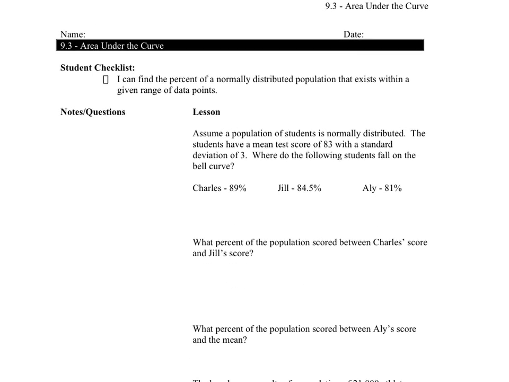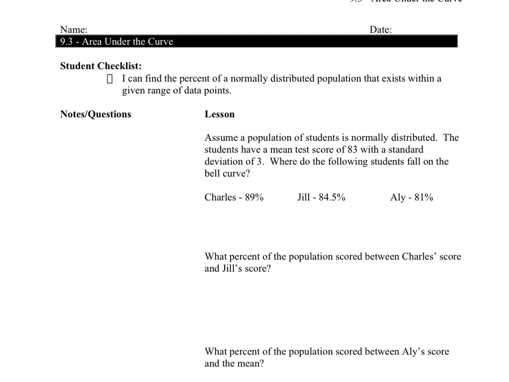So we're going to start off with this first example, and I don't know that we'll get to the rest of these examples today. We're going to assume that a population of students is normally distributed, and that's pretty important because that says we can use our normal distribution curve. The students have a mean test score of 83. I'm just going to make a note of that. And a standard deviation of 3. Where do the following students fall on the bell curve?